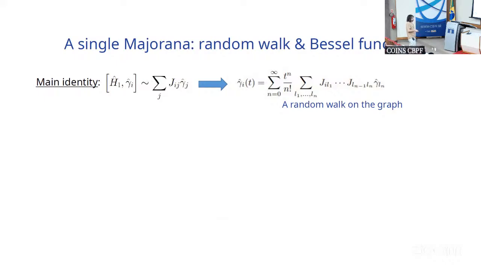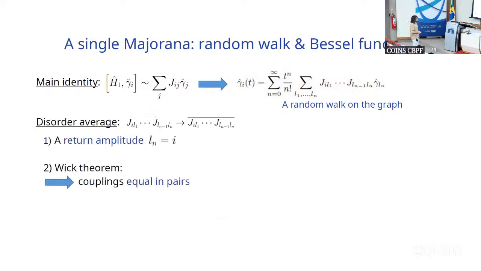Now here, as I said, enters our other ingredient, which is the disorder average. So we don't care about a single realization, but we want to do the disorder average. Again, a little bit of gymnastics will tell you that once you do the disorder average, you are forced to put L_n, the last index, equal to i. That means that what we are actually computing is a return amplitude: the amplitude that this Majorana starts to hop here and there, and then comes back to i.